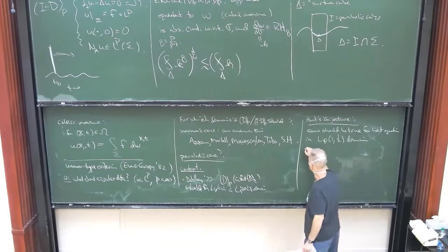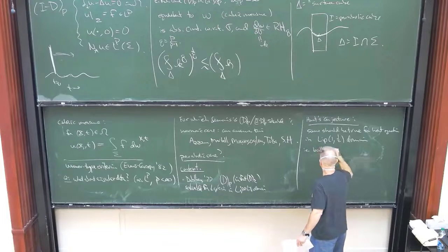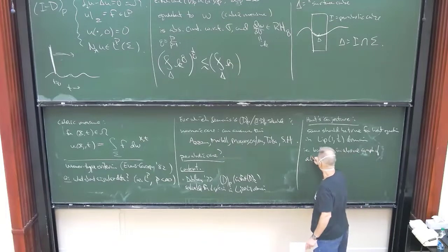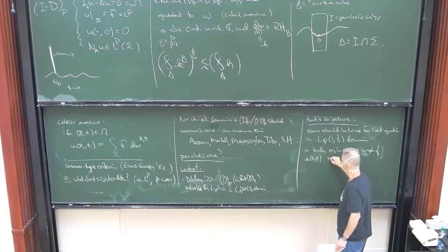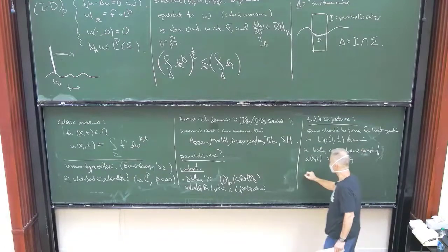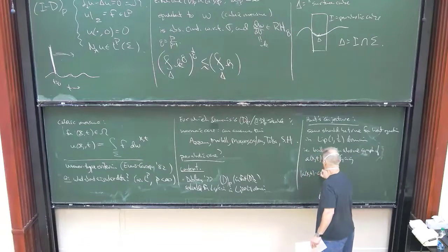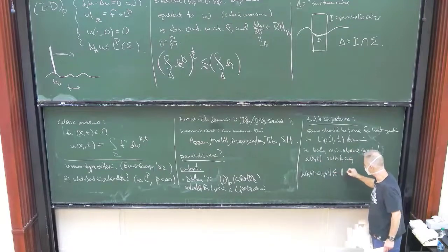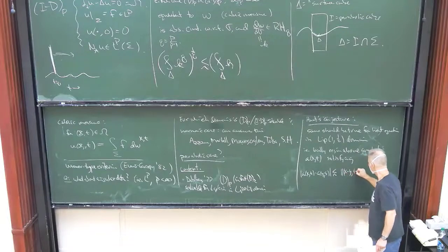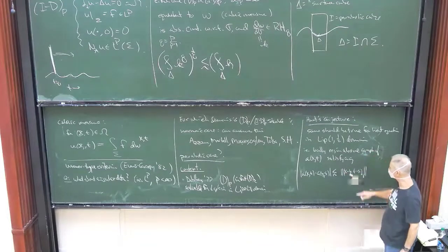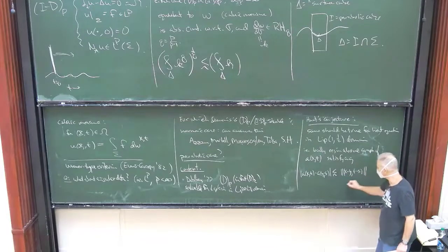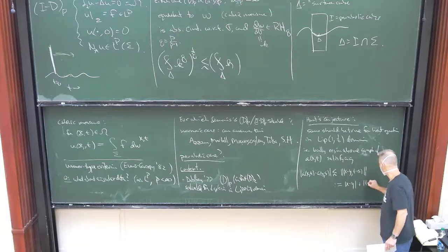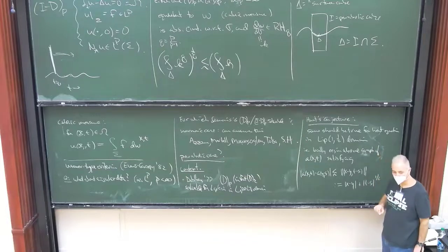Lip 1/2 means the graph of a function A of x,t, which satisfies that |A(x,t) minus A(y,s)| is less than or equal to some constant times the parabolic distance from (x,t) to (y,s), and this is defined to be the usual length of the space variables plus the square root of the time variable. Okay.